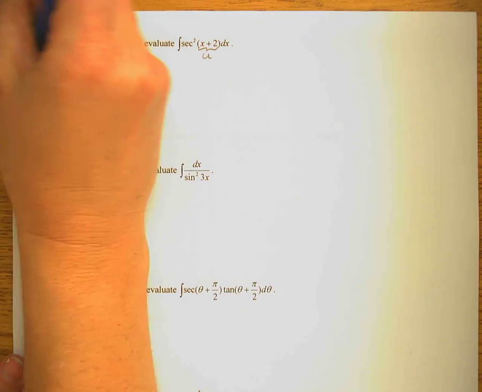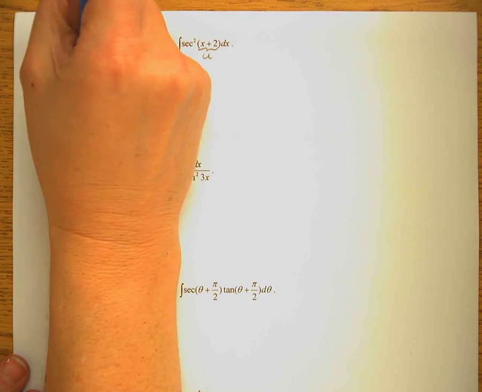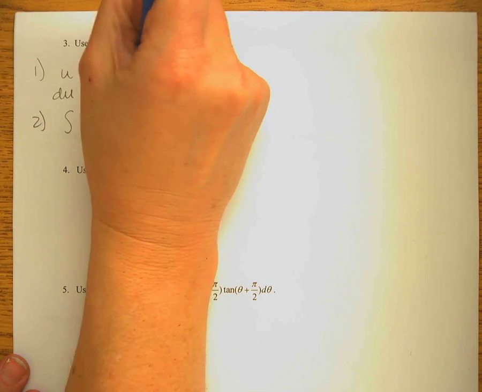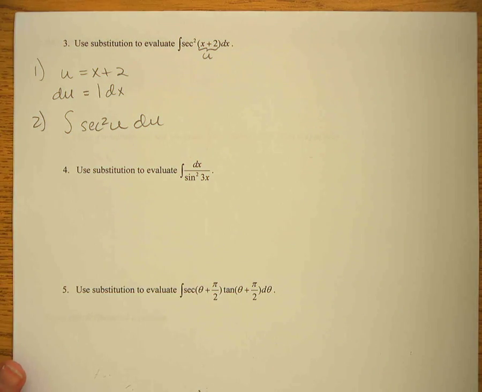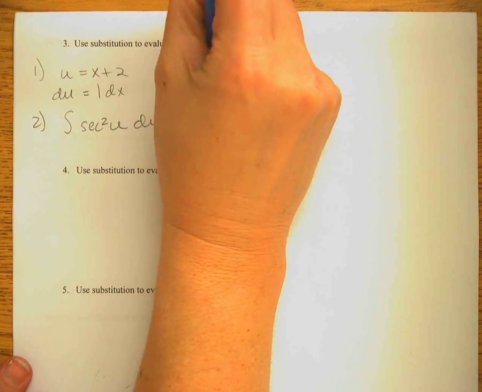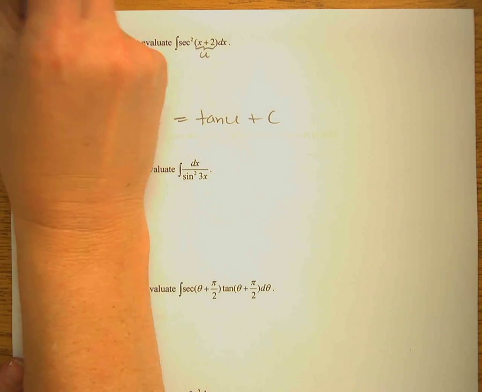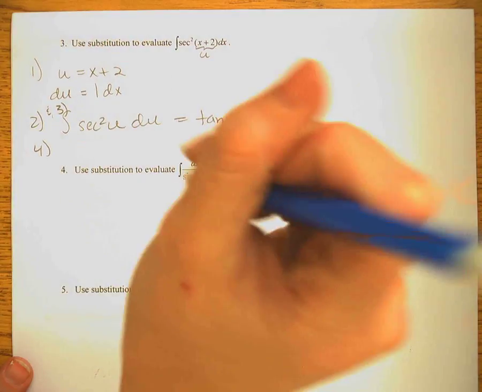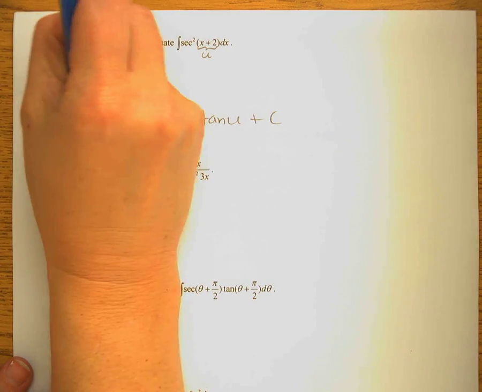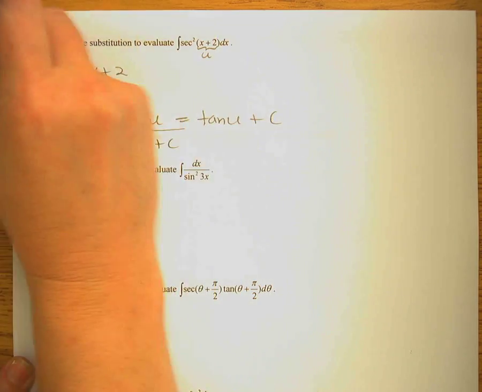So that's step 1. Step 2, I'm going to substitute that in here. So that's just going to become secant squared u and then du. And then we have an antiderivative for secant squared u. It's tan u plus a constant. Oh, I just did part 2 and 3 in one. Okay, and then step 4, I just re-substitute back. So this would be tan of x plus 2 and then plus a constant.